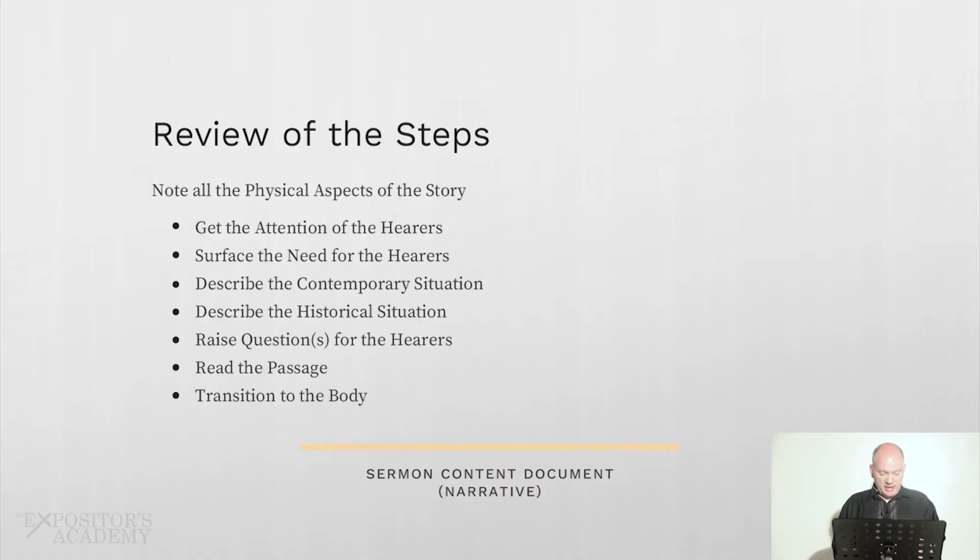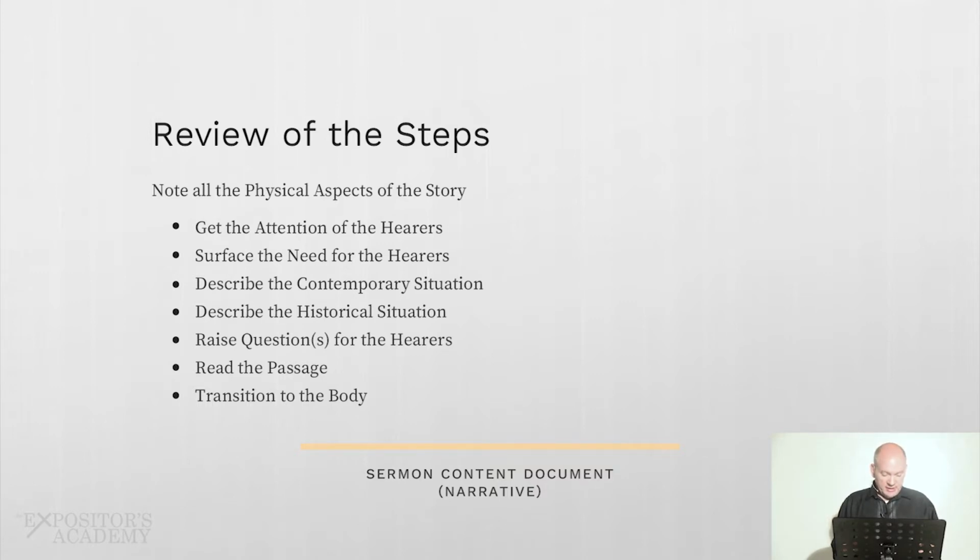at those. But when you look at the steps, and the first thing here in your notes is reviewing the steps, the introduction, the body, the conclusion. Here we talk about getting the attention of the hearers, surfacing the need for the hearers, describing the contemporary situation, historical situation, raising the questions, reading the passage, transition to the body. All of those things remain the same. No changes. Praise the Lord, right?